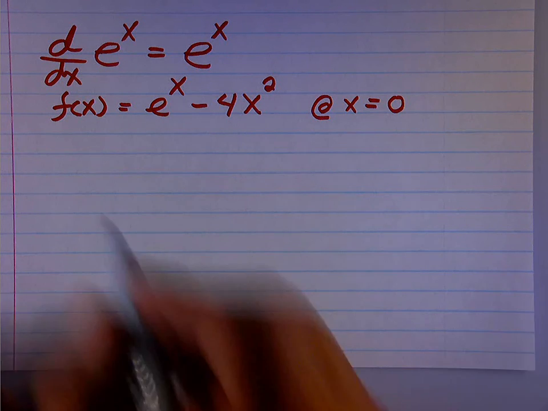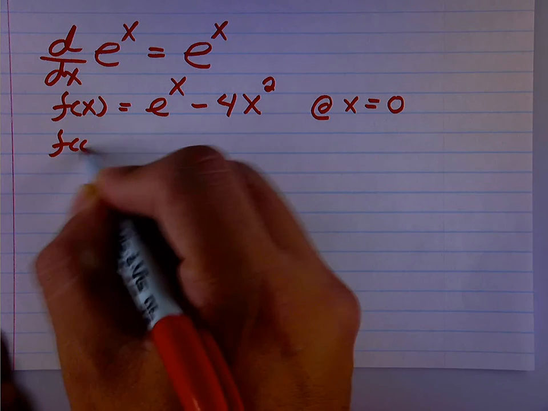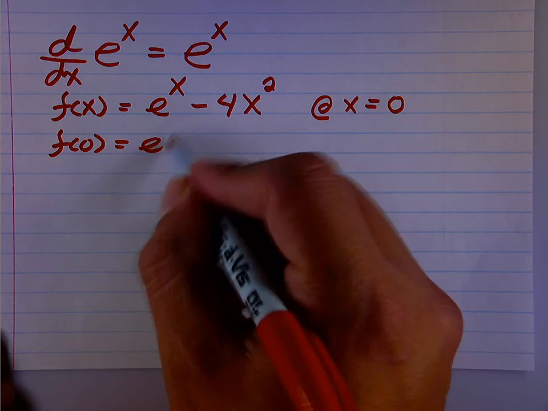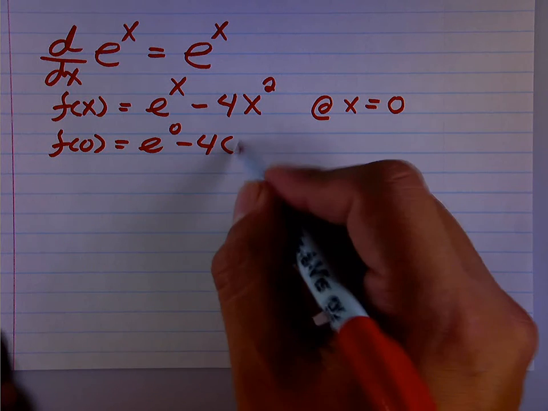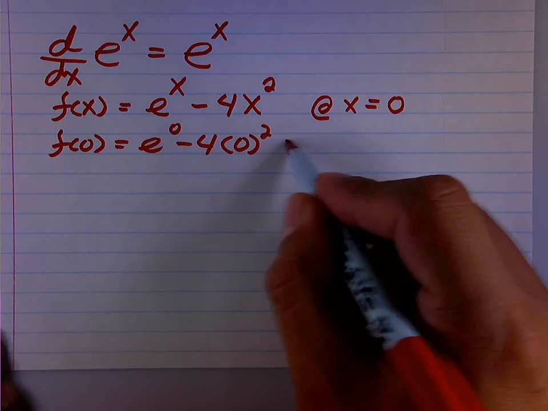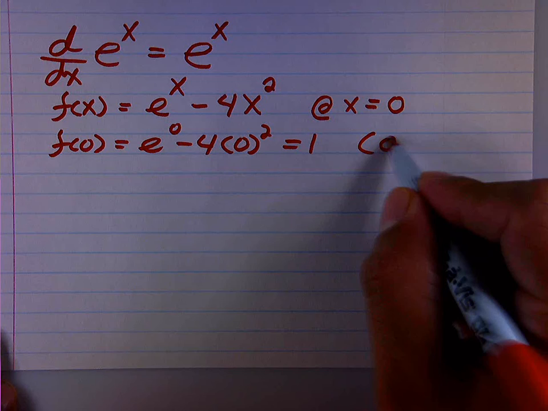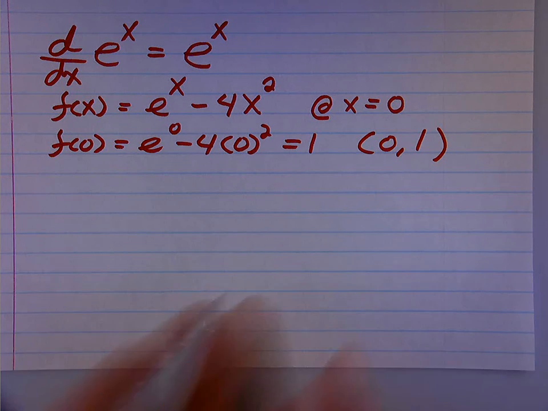So how do I get the point? I get the point directly from the function itself. I plug in 0. So now I have my point, 0, 1. Next thing I need to come up with the equation of a line is a slope.